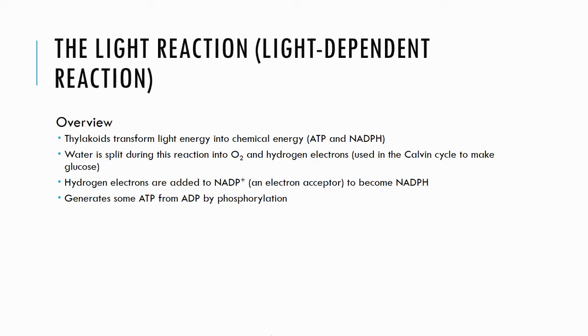The hydrogen electrons are added to this thing called NADP+, which makes it NADPH, and all that is an electron acceptor. So having those high energy electrons floating around in the cell is not going to be something that anybody wants. And so we have those special electron acceptor molecules that can take on those electrons to be in a more stable form, and then they'll be taken off NADPH during the Calvin cycle. Also, during the light reaction, we're able to generate some ATP from ADP by phosphorylation.